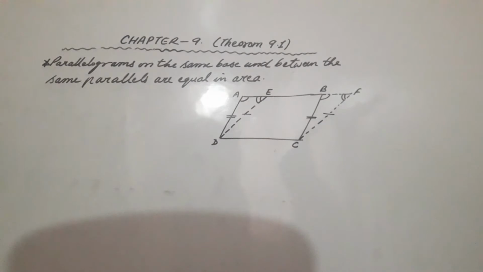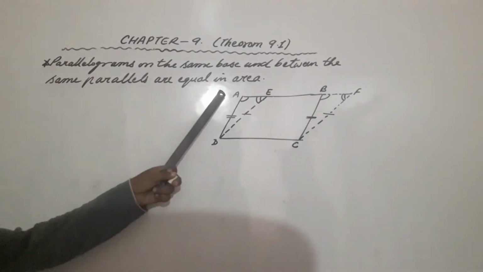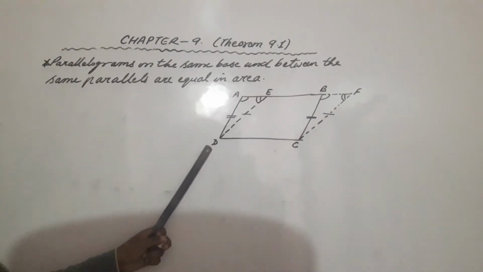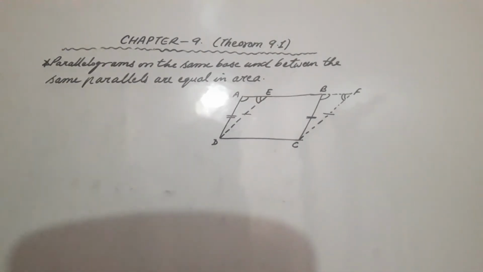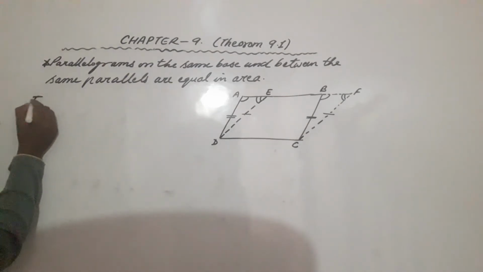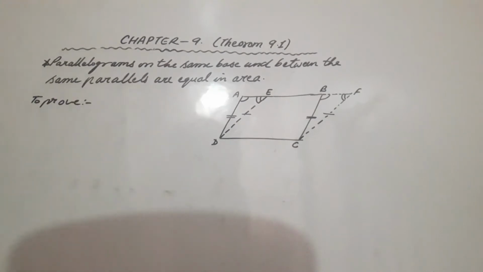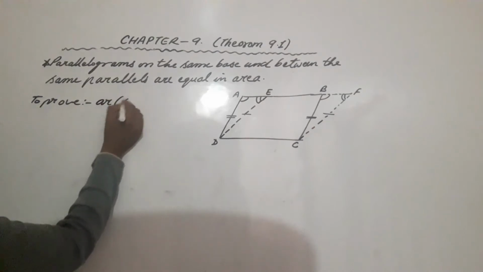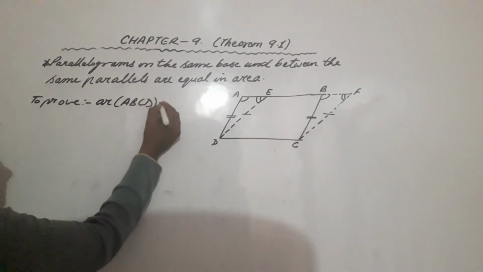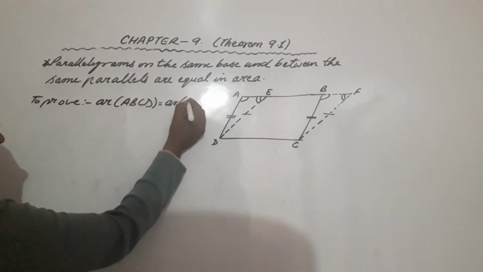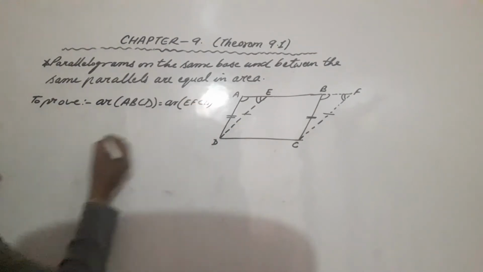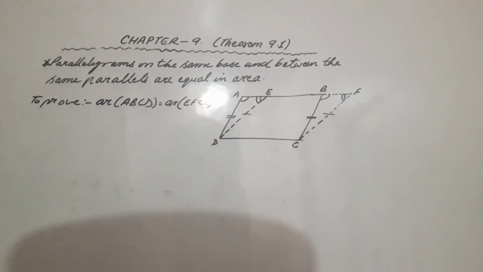So the first step that we are going to write is "Given". What is given to us? We are given parallelograms ABCD and EFCD. After that, we will mention "To prove". What do we have to prove? We have to prove that they are equal in area. So we'll write the symbol for area: area of parallelogram ABCD is equal to area of parallelogram EFCD. Now let's begin the proof.